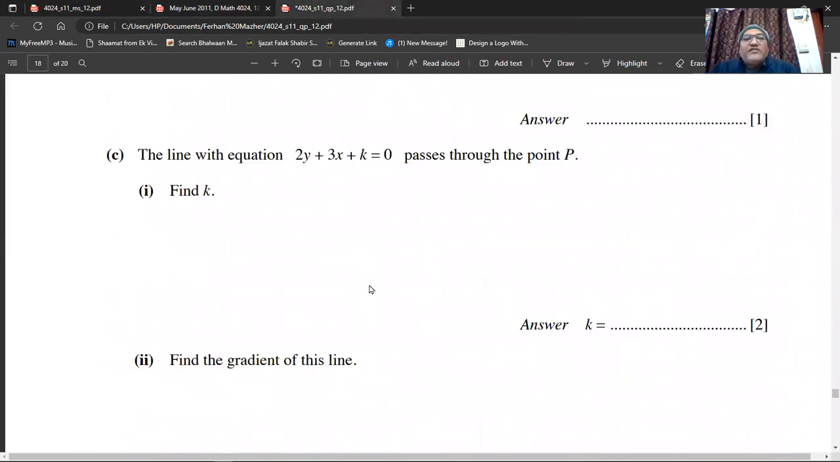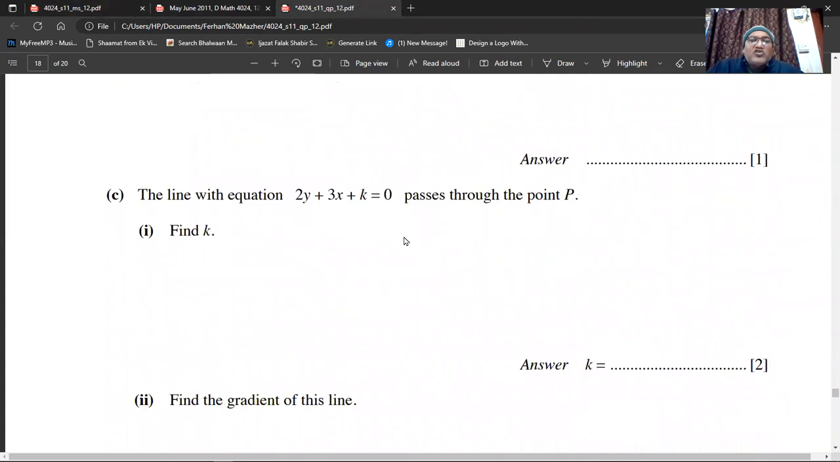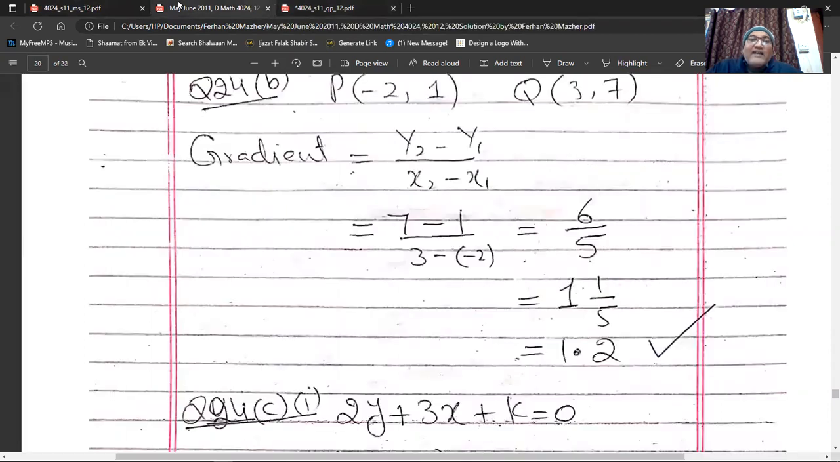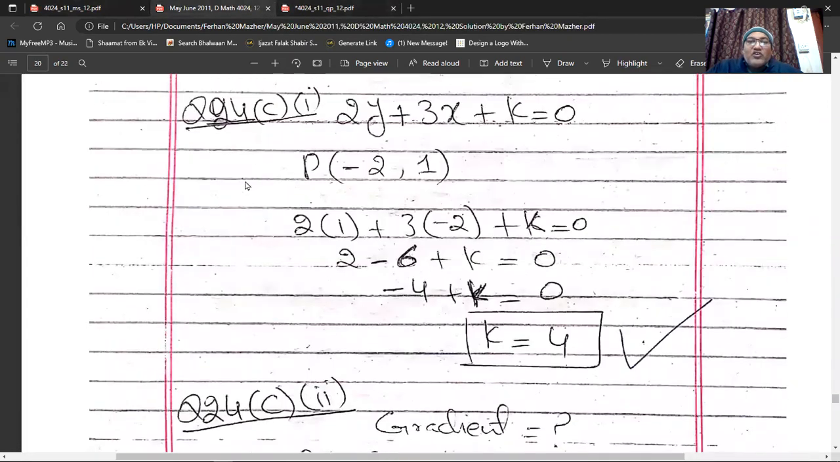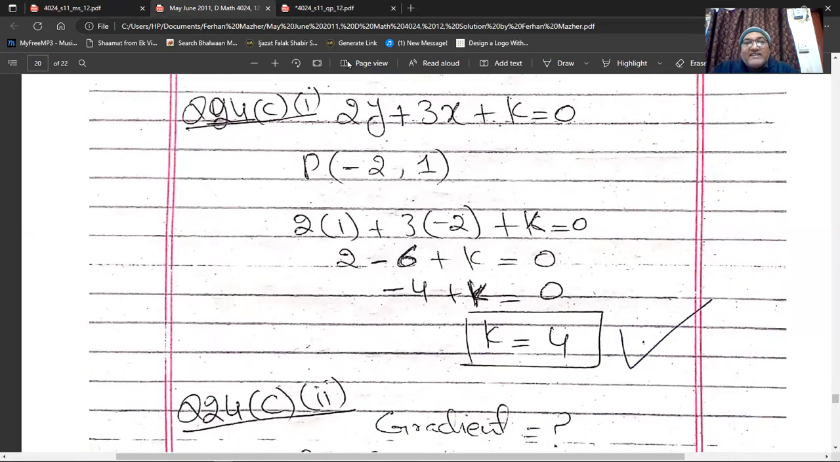Then the question is the line with the equation 2y plus 3x plus k is equal to 0 passes through the point P. Find the k. Because it is passing through the point P whose coordinates are -2, 1, I will substitute those x and y values of the P here in the x and y, and I will find the value of the k. So on your screen, the solution is coming up. So 2 into 1 plus 3 into minus 2 plus k equals 0. So you will have 2 minus 6 plus k equals 0. So minus 4 plus k is equal to 0. So k will be equal to 4. So k is equal to 4 is the right answer, sir.